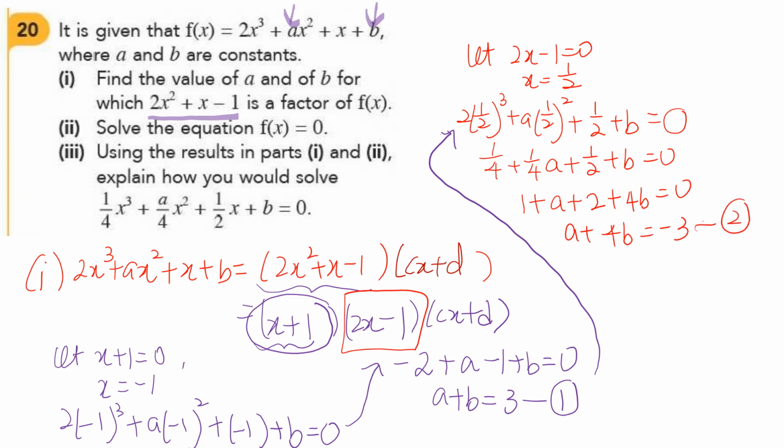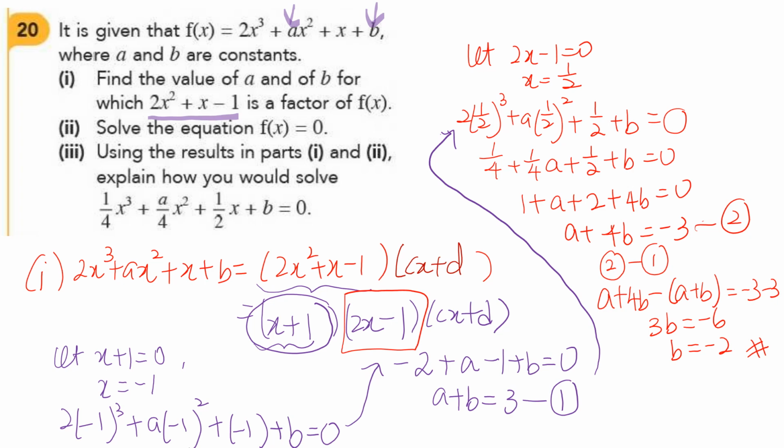So I'm going to use the elimination method, easier. I'm just going to take equation 2 minus 1. So that will be a plus 4b minus bracket a plus b equals to negative 3 minus 3. So that will give me 3b equals to negative 6, b is negative 2. So once you found the answer for b, then substitute into equation 1 to get your a. So sub b equals to negative 2 into 1. A will be 3 minus b, 3 minus negative 2 gives you 5. Okay, right, that is how we do 20 part 1.